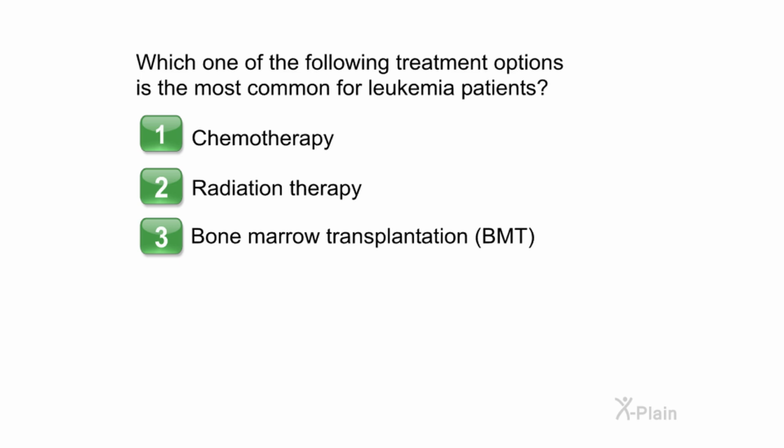Which one of the following treatment options is the most common for leukemia patients? Choose one of the following options. 1. Chemotherapy. 2. Radiation therapy. 3. Bone marrow transplantation. Correct.